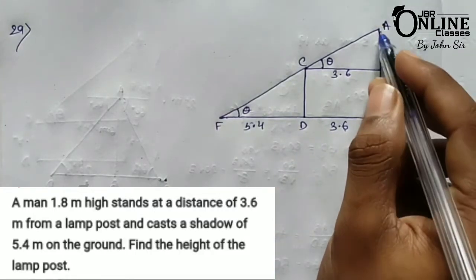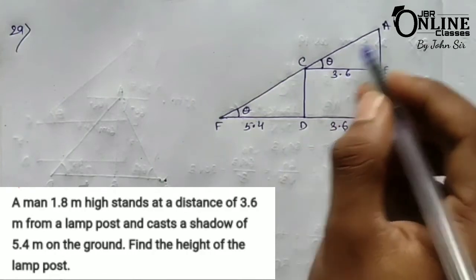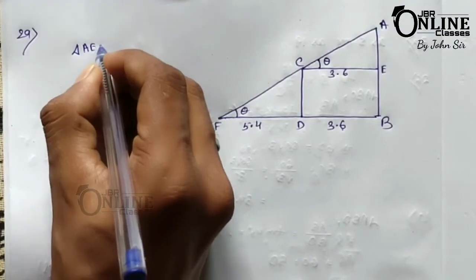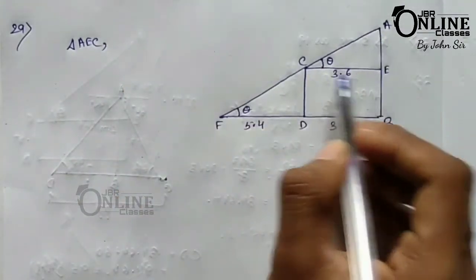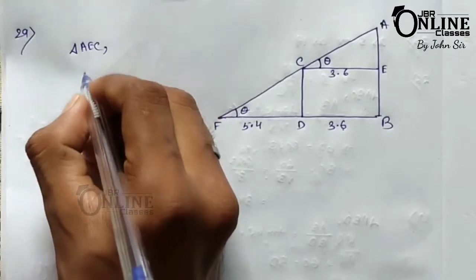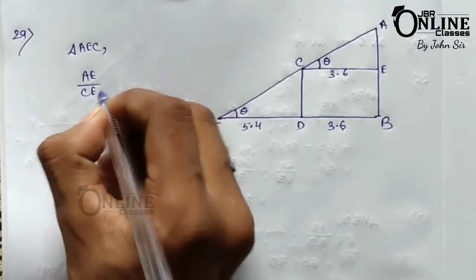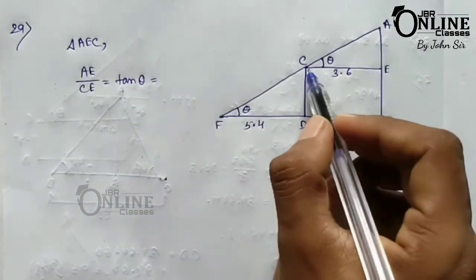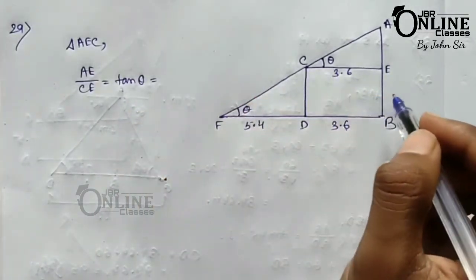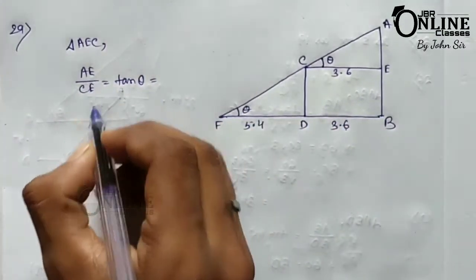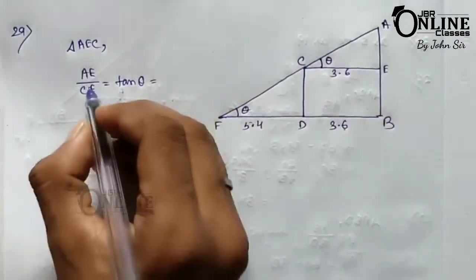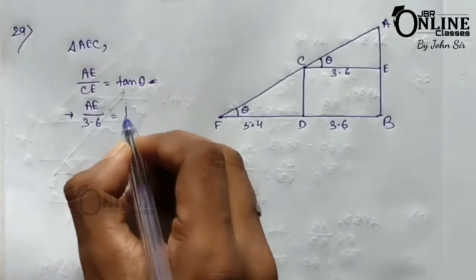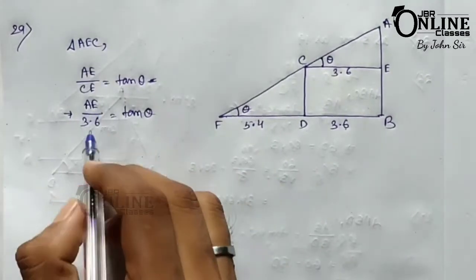Here AB is the lamp post. So first, from this triangle AEC, in triangle AEC, AE by CE equals tan theta. So here AE, and the value of CE is 3.6, that equals tan theta. So tan theta equals AE by 3.6.